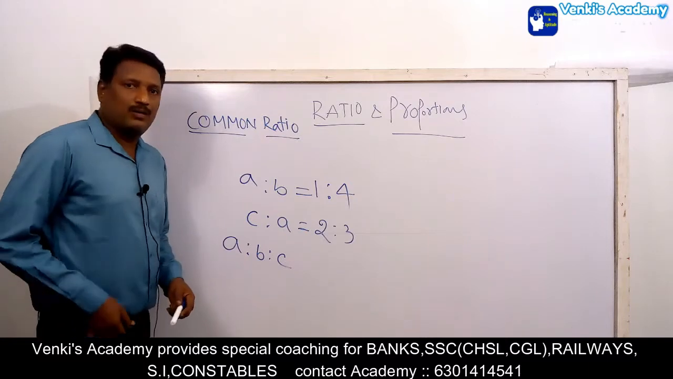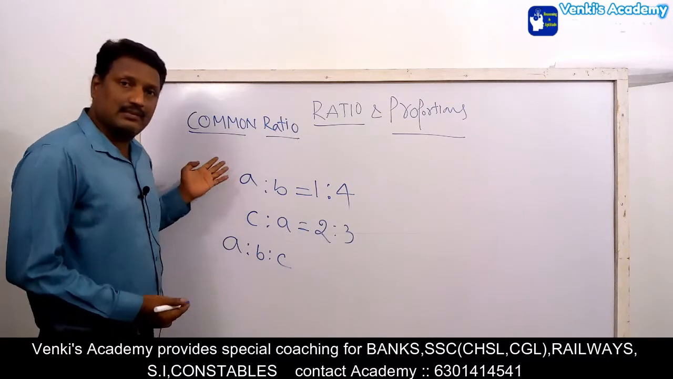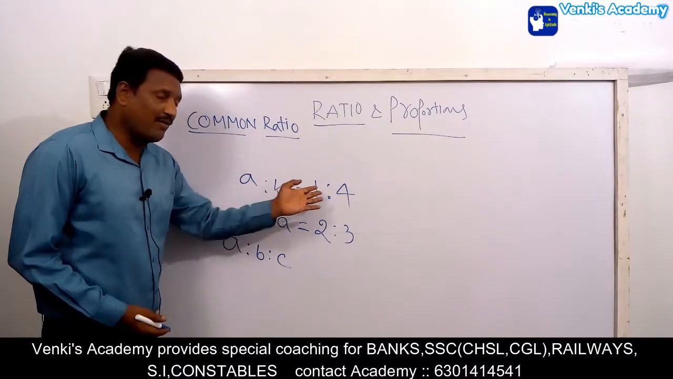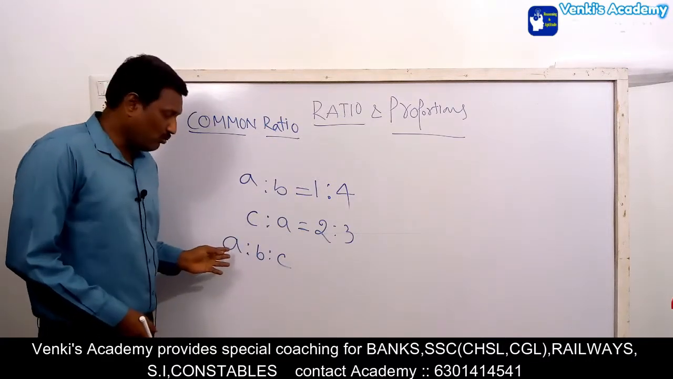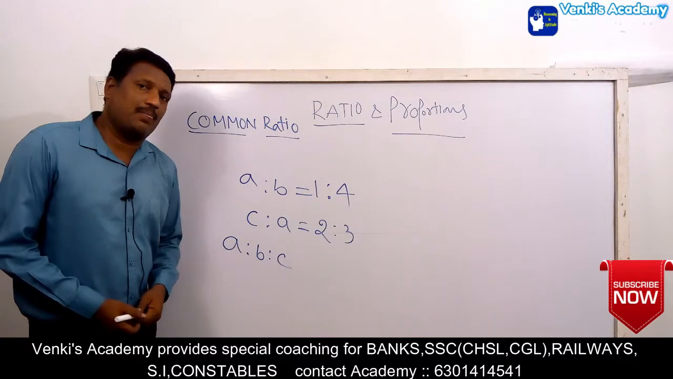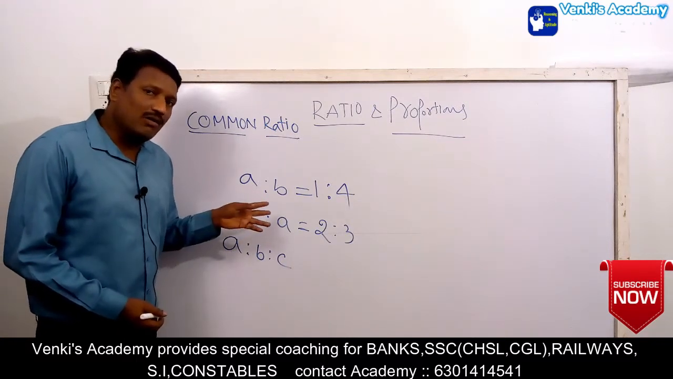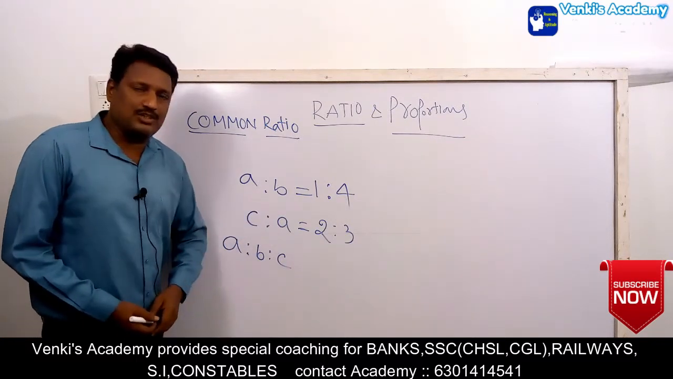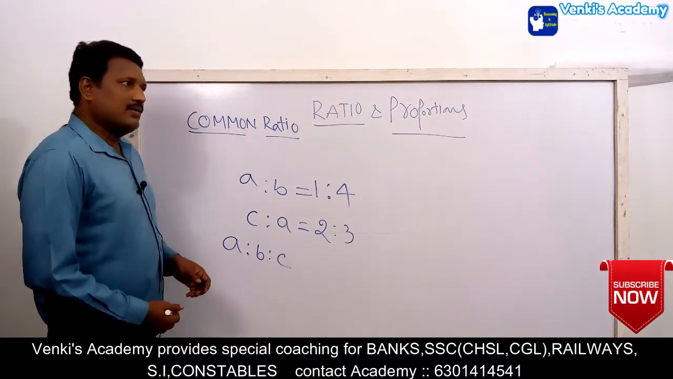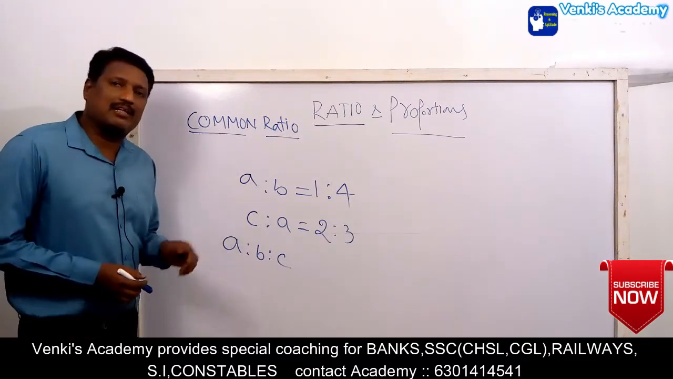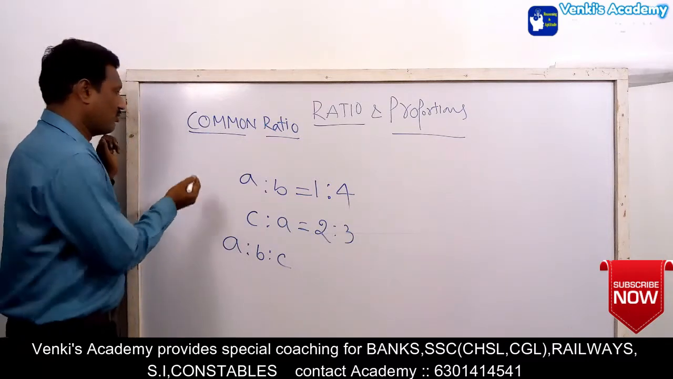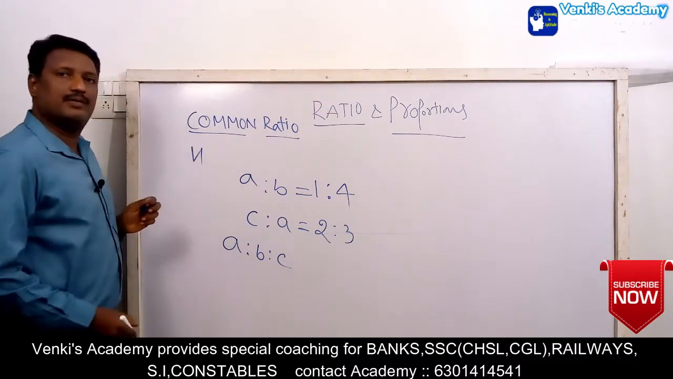Let's see the next problem. Here, to find the common ratio, they have given two ratios: A is to B equal to 1 is to 4, C is to A equal to 2 is to 3. Now we have to find the common ratio of A is to B is to C. By making one variable common, we can find A is to B is to C. So I told you, whenever you want to find the common ratio, we apply the structure of mirror image of n here.